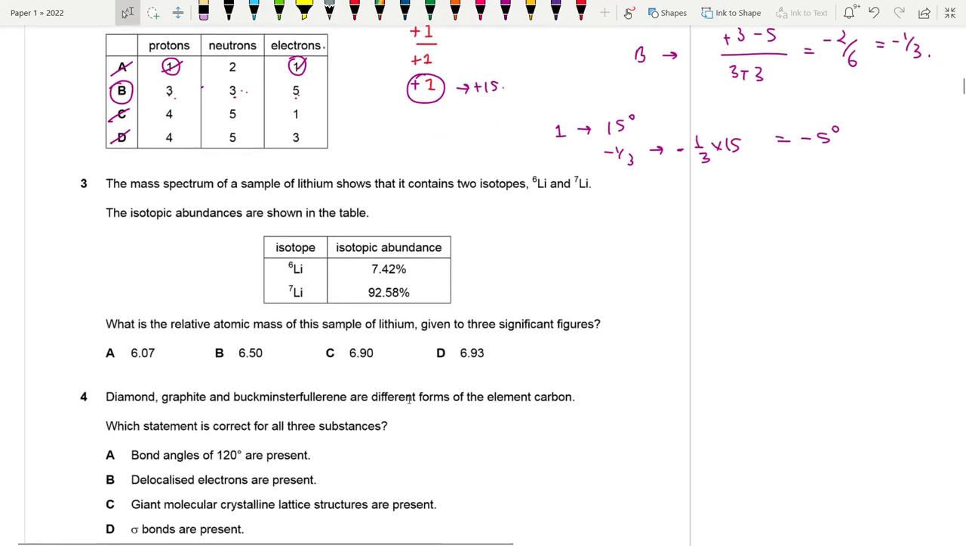3. The mass spectrum of a sample of lithium shows that it contains two isotopes, lithium 6 and lithium 7. The isotopic abundances are shown in the table. What is the relative atomic mass of this sample of lithium given to three significant figures?